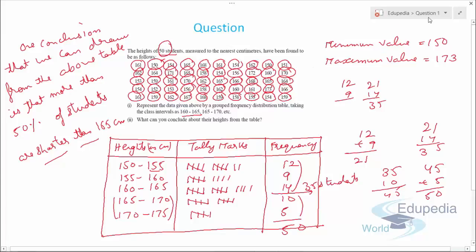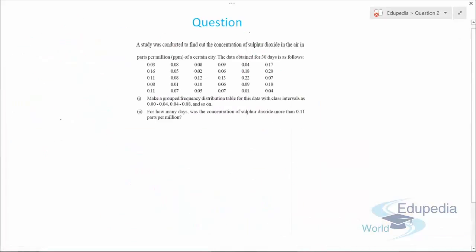So let's move on to the next question, which is question number 2. Now the question says that a study was conducted to find out the concentration of sulfur dioxide in the air in parts per million, which is also known as ppm, of a certain city. The data obtained for 30 days is as follows. We need to make a group frequency table for this data with class intervals as 0.00 to 0.04, like this. So we need to have 4 as a class size, right? And we need to write for how many days was the concentration of sulfur dioxide more than 0.11 parts per million, right?